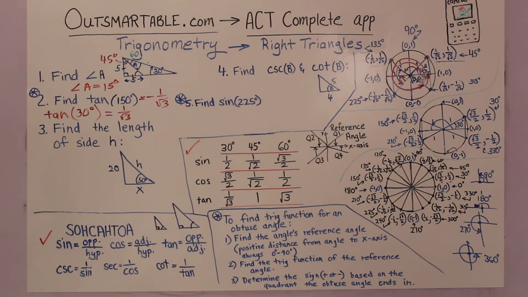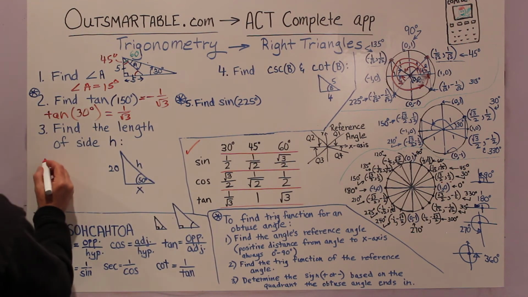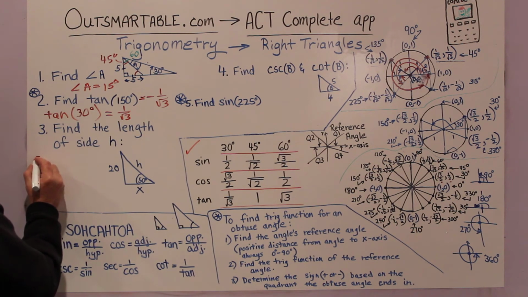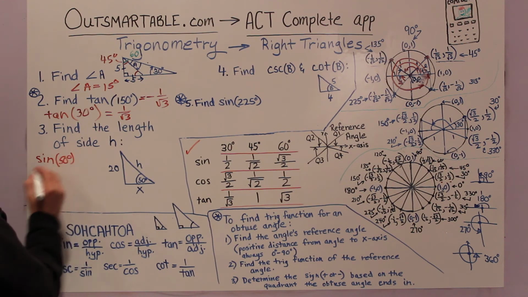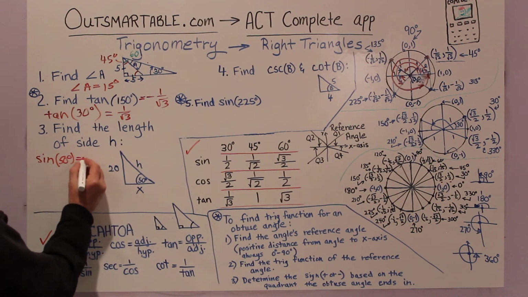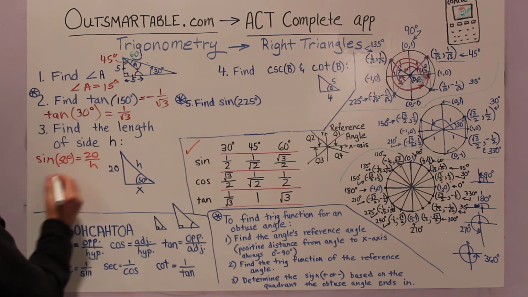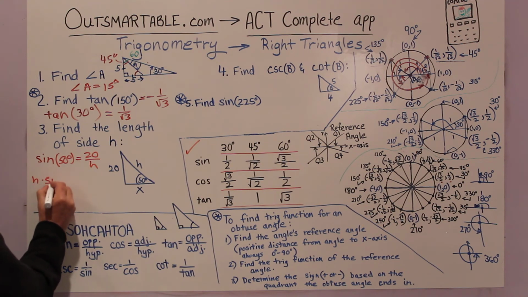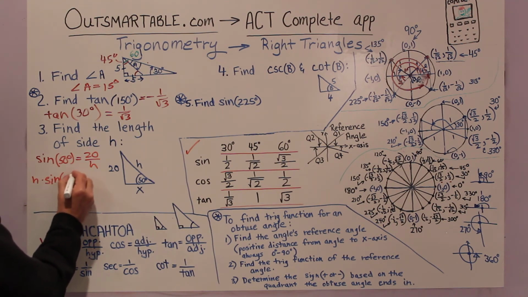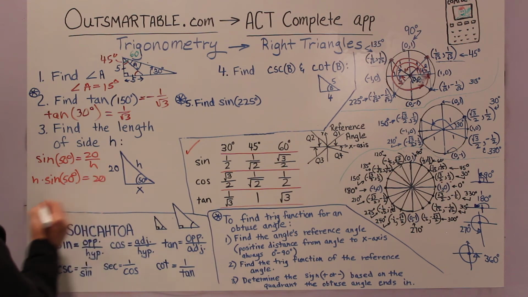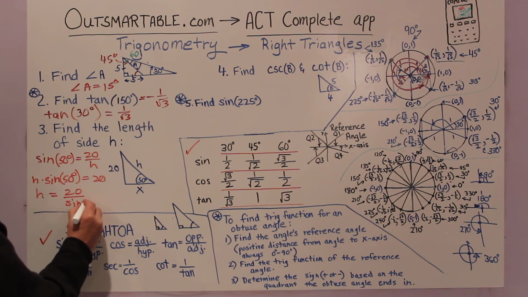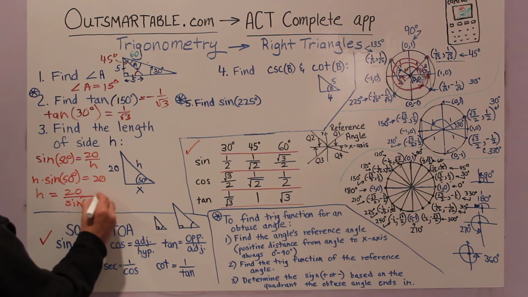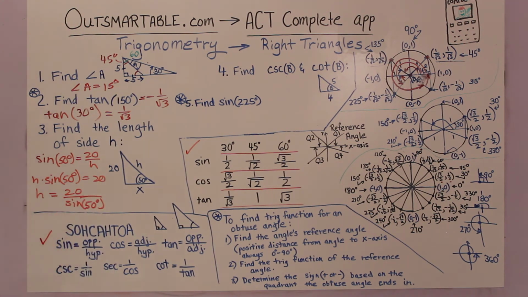How about number 3? Find the length of side H. What do we know about this? Let's put what we know down and see if it leads us to a solution. We know that the sine is equal to 20 over h. Multiply both sides times h. Divide both sides by the sine of 50. That looks like our answer unless we know the sine of 50 degrees.